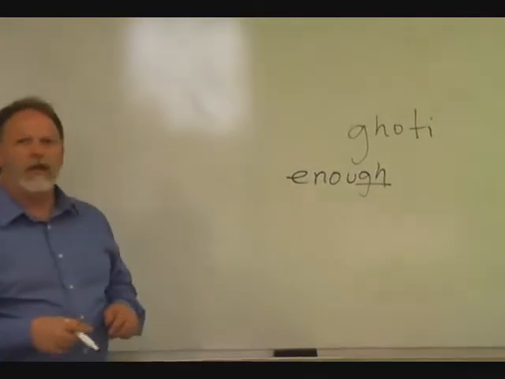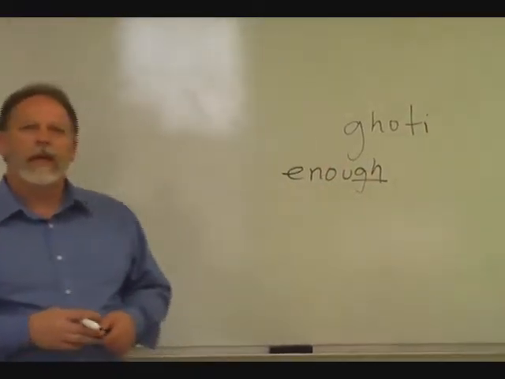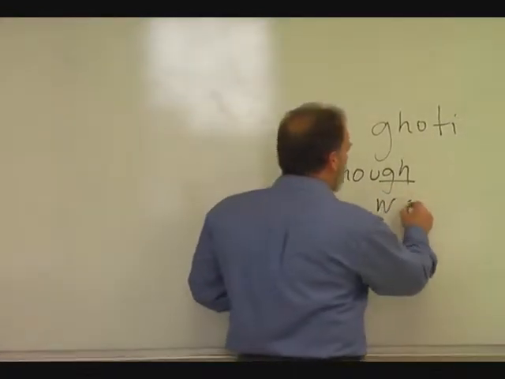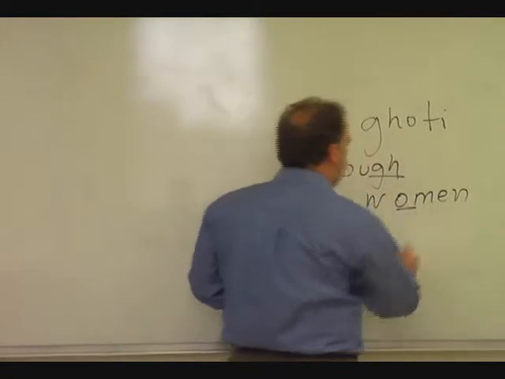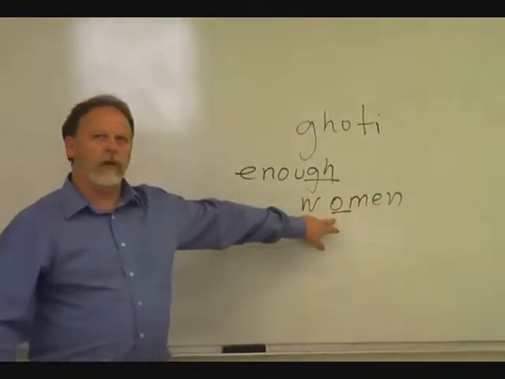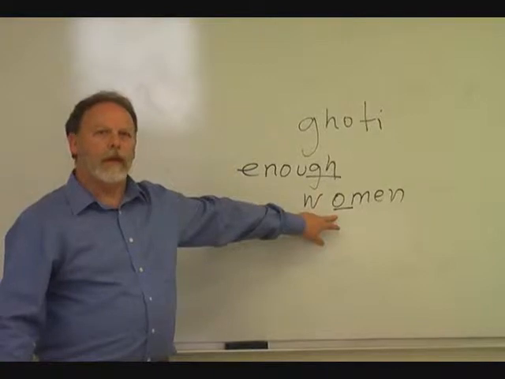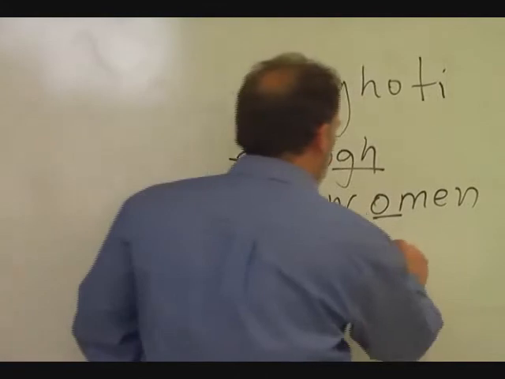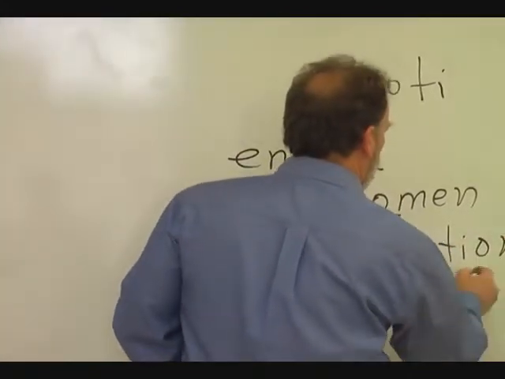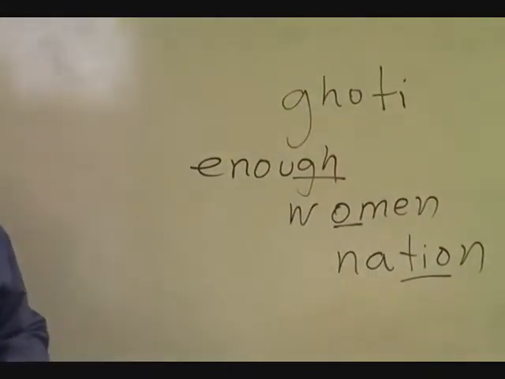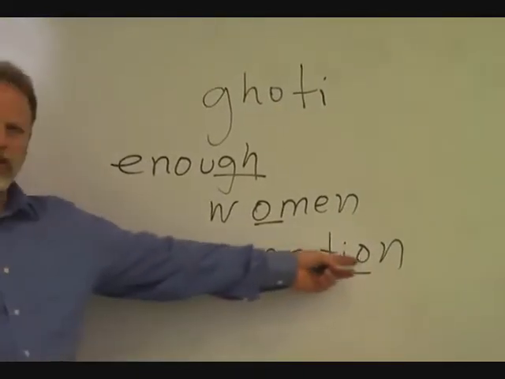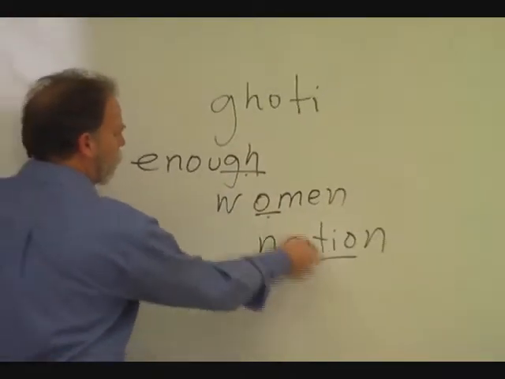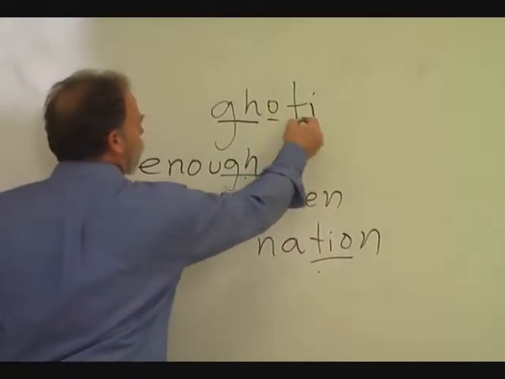How do we pronounce the GH of this word? Enough. You get the sound right here. How do you pronounce the O of this word? It's women, E. So you have F, E. How do you pronounce the TI in this word? It's nation. So here we go. We have F, E, Sh. We have fish. F, E, Sh.